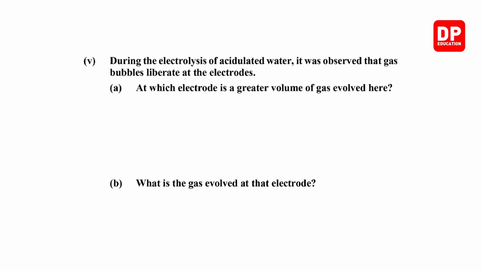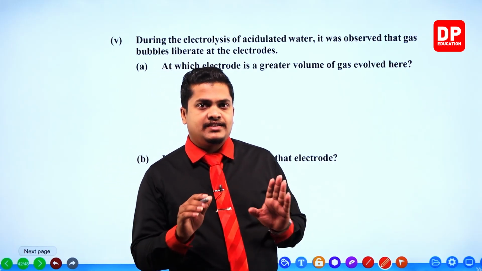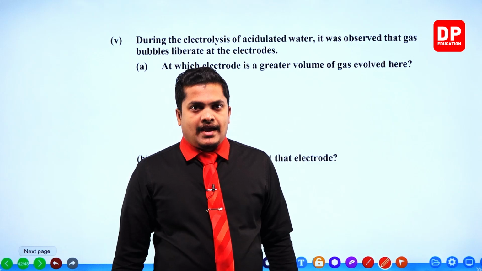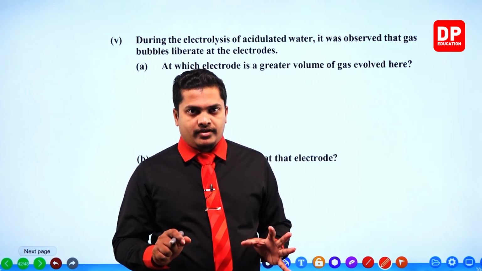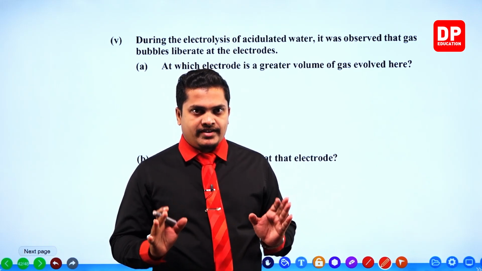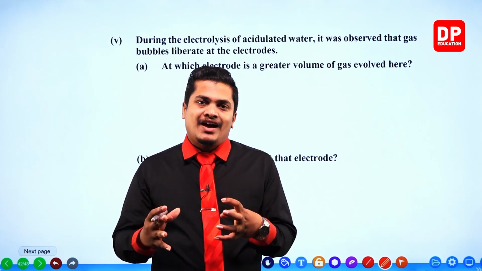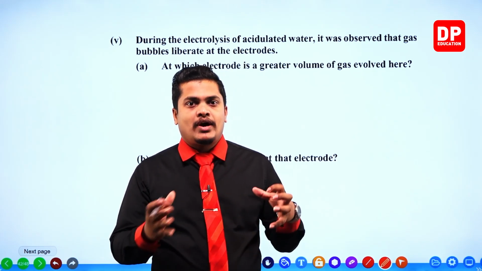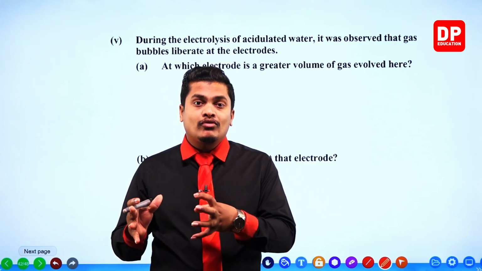Okay, next question. During the electrolysis of acidulated water, it was observed that gas bubbles were liberated at electrodes. At which electrode is a greater volume of gas evolved here? Very simple, my dear children. During the process of electrolysis of acidulated water, acidulated water means now we need to add some amount of acid into the water. So it's getting separated into two ions, H plus and OH minus. H plus ions are getting converted into hydrogen gas. OH minus ions are getting converted into oxygen gas.